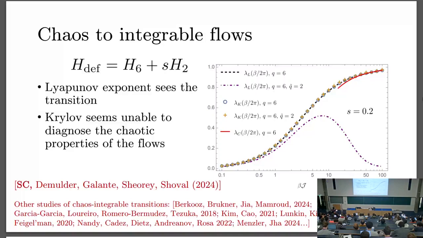So that's a flow from a chaotic Hamiltonian with 6 fermions in each interaction term to an integrable Hamiltonian with 2 fermions in each interaction term. And what you see is that along the RG flow, we go from a free theory to a somewhat chaotic theory and then back down to an integrable theory controlled by this H2, which is just 2 fermions in each interaction term. It's like a mass fermion Hamiltonian. And again, the Lyapunov exponent sees this transition, while the Krylov exponent is unable to diagnose it. It's monotonic like before.